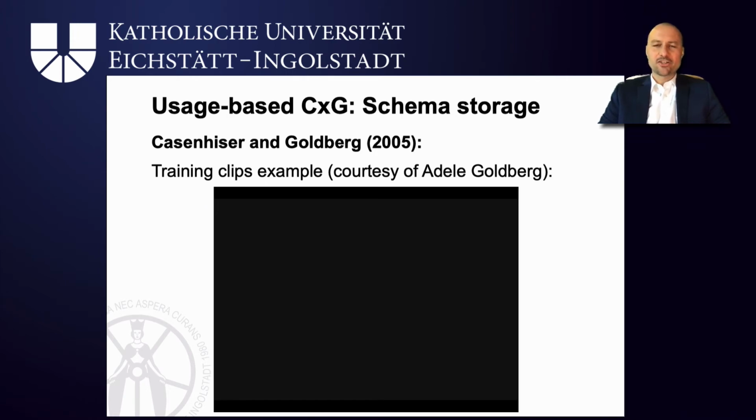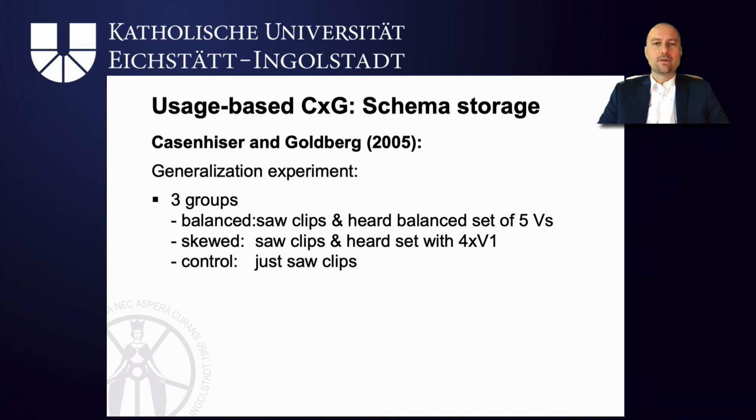So as you can see, these are short, nice little clips geared towards children, and they provide a scene so that the kids could infer the meaning of something appearing somewhere on something, like in the sky or on a box, and they heard the novel constructions. In the experiment, Casenhiser and Goldberg used 3 groups. There was a balanced group that saw the clips and heard a balanced set of 5 novel verbs. A skewed group that saw the clips and heard a set of novel verbs, but one verb was more frequent than the other ones. I will show you in a second what that looked like.